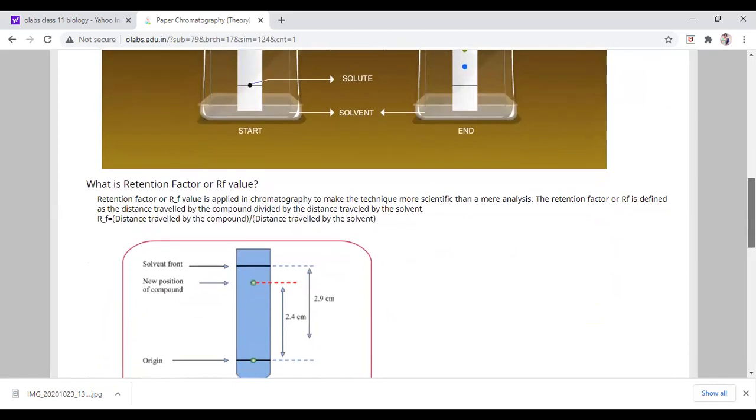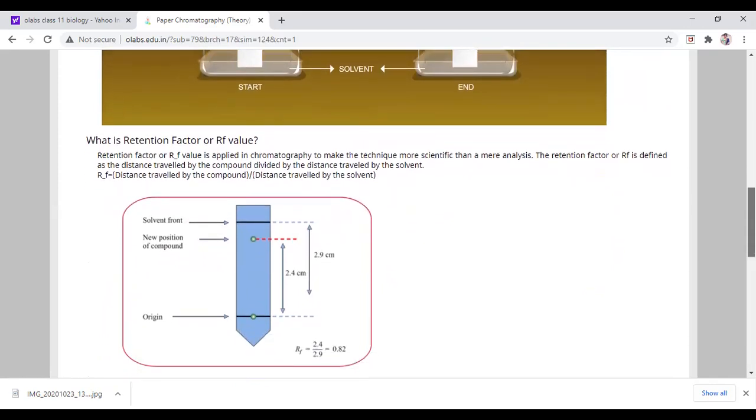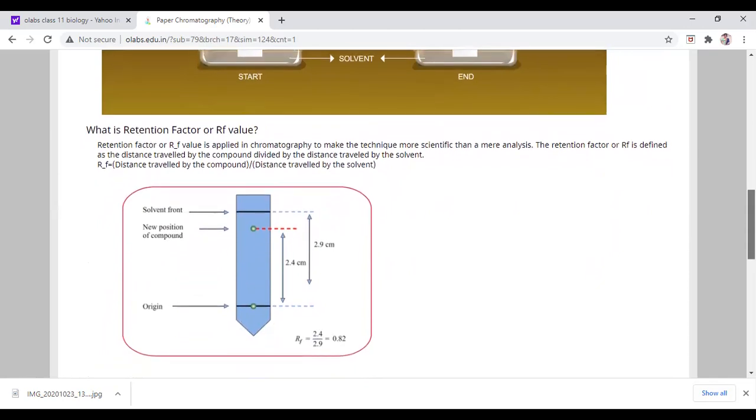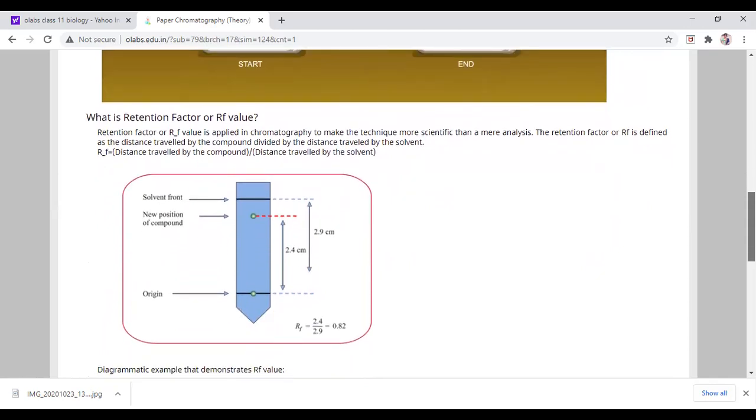What is retention factor and RF value? Retention factor or RF value is applied in chromatography to make the technique more scientific than a mere analysis.